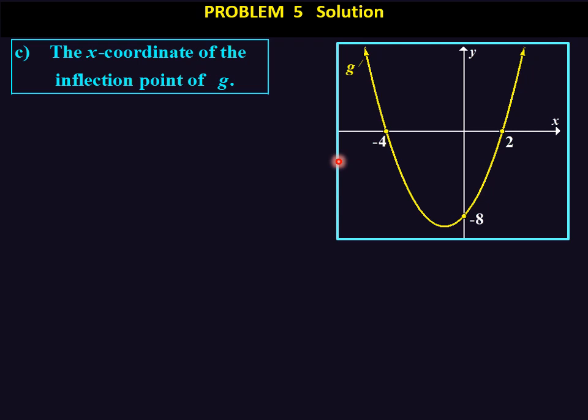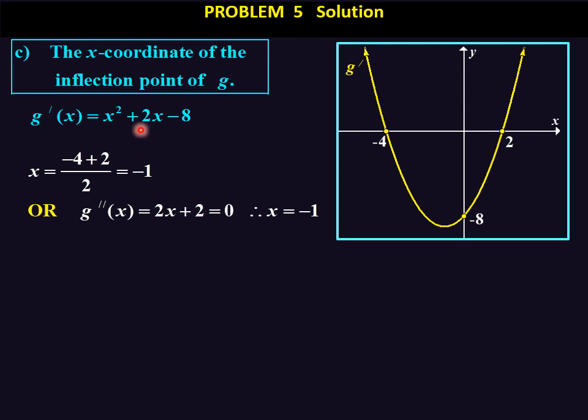How do we find that? We add the two, -4 plus 2, then we divide it by 2, and that gives us -1. Or, if this is the first derivative that's given, for the inflection point, you just find the second derivative. So let's differentiate that. That gives us 2x plus 2 equated to 0, solve for x, and we get exactly the same answer there. You can either find the midpoint between the two x-intercepts, or you can actually calculate the second derivative and equate it to 0.